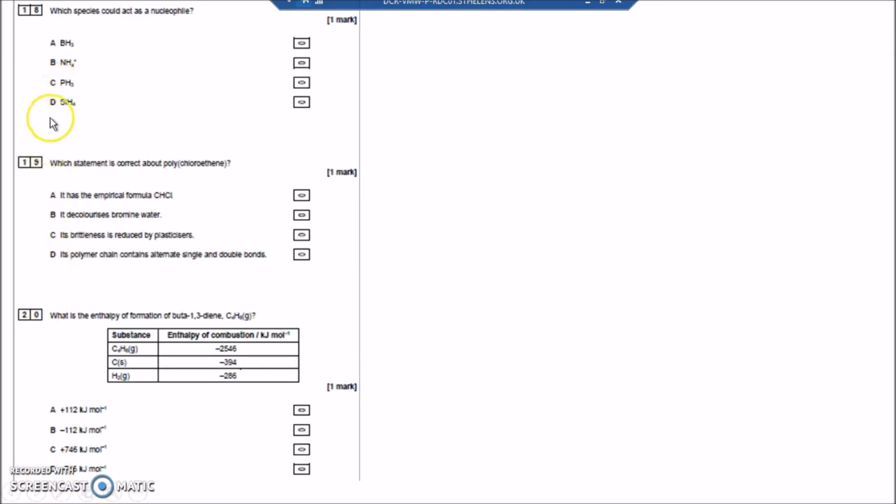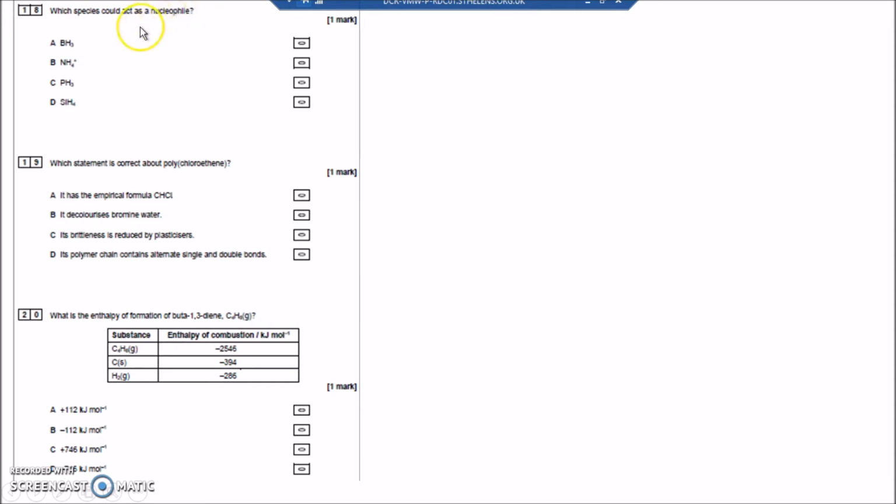Questions 18, 19 and 20. Some tricky questions here. 18. Which could act as a nucleophile? So what's a nucleophile? That means plus loving translated from Greek. But actually what its definition is, it's a lone pair donor. So it donates its lone pair and attacks bonds with atoms that have got a plus on them. It's plus loving, but it's a lone pair donor.